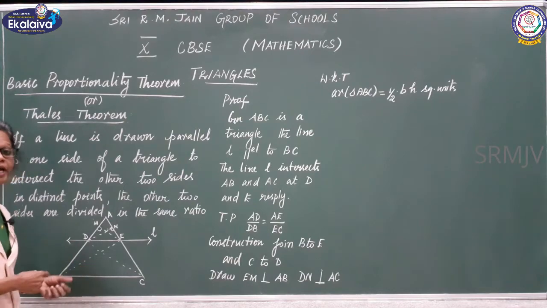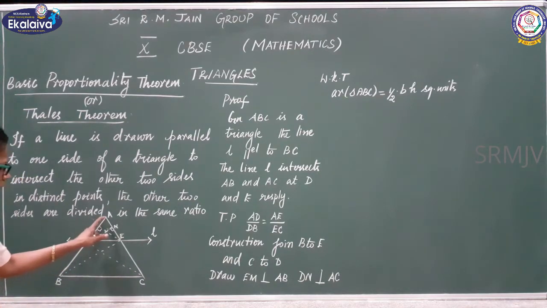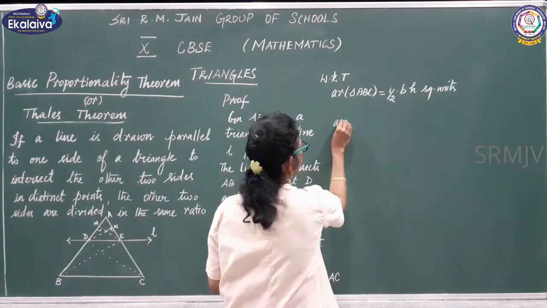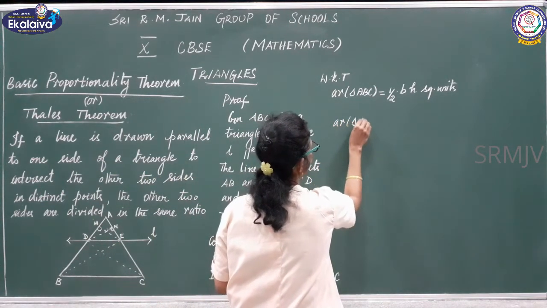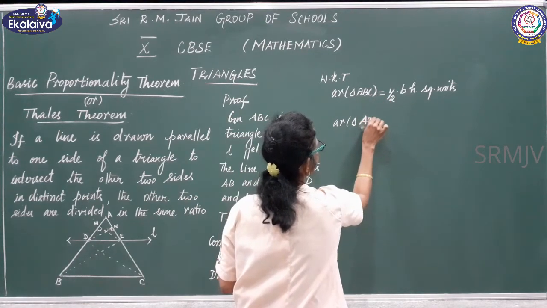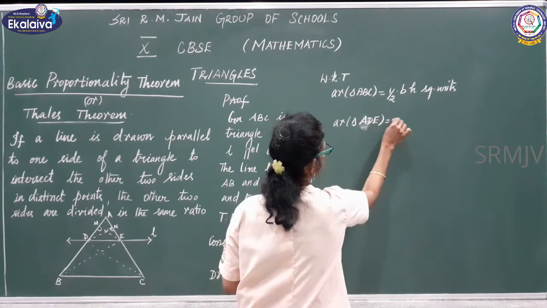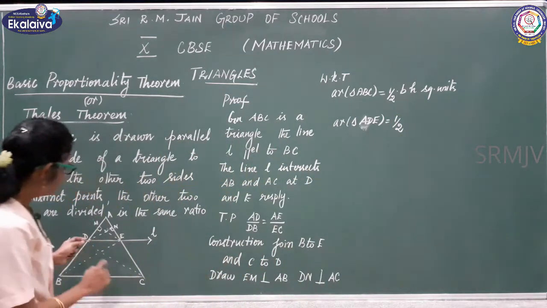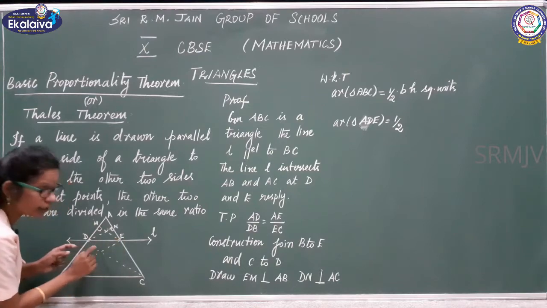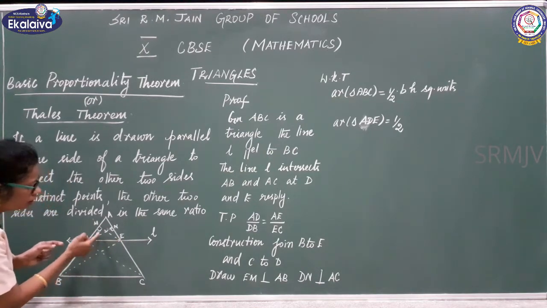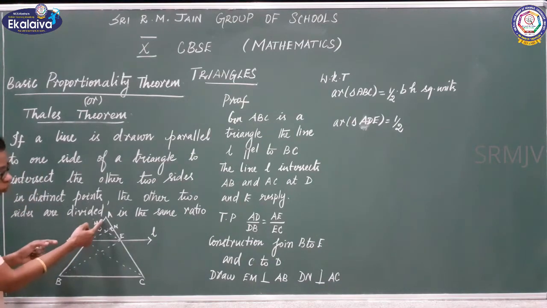How I am going to relate, you see. First, triangle ADE. Area of a triangle ADE equal to half into, see here I took a triangle ADE. That means what is the base? Base equal to what? AD.